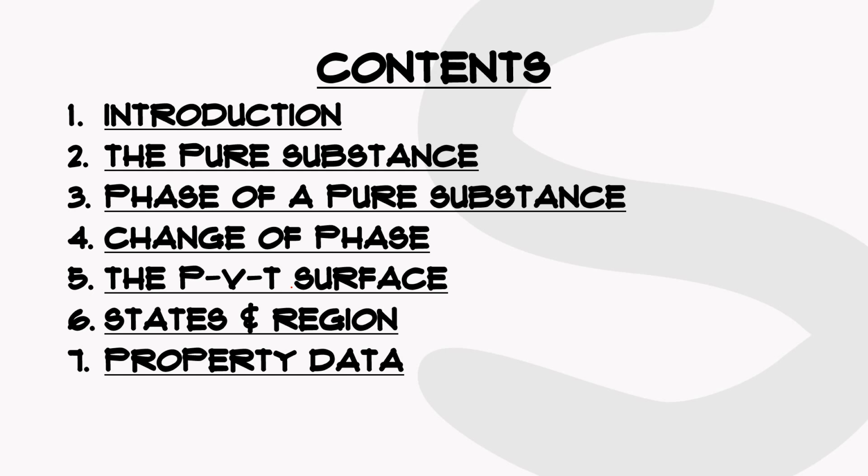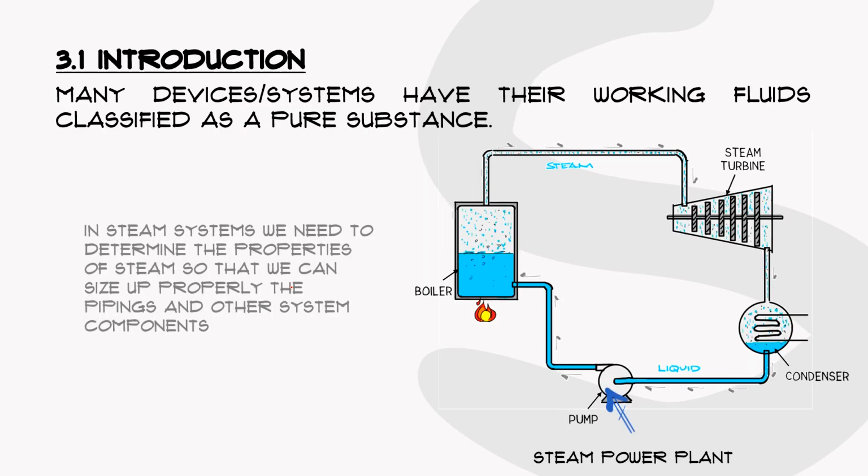Okay, and then next is the states and regions, and number seven is the property data. So that means how do we obtain those properties, or where can we get those properties, such as the pressure, enthalpy, temperature, and so on. So particularly, we will be using the property tables.